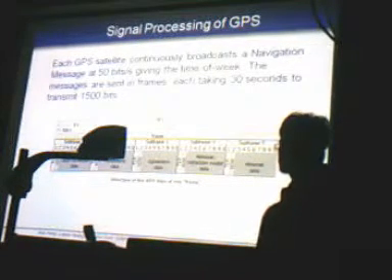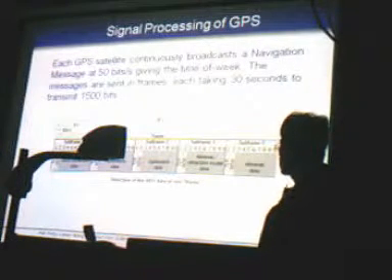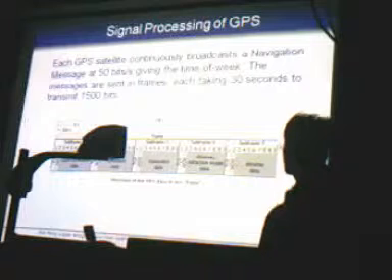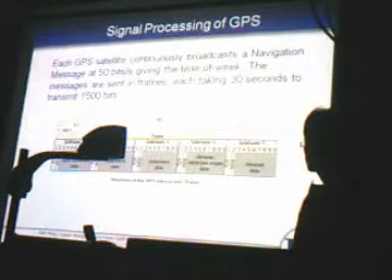The first subframe contains the clock correction data, the second and the third subframes contain the ephemeris data, and the fourth and the fifth subframes contain the almanac data.